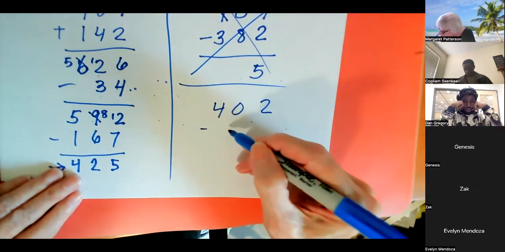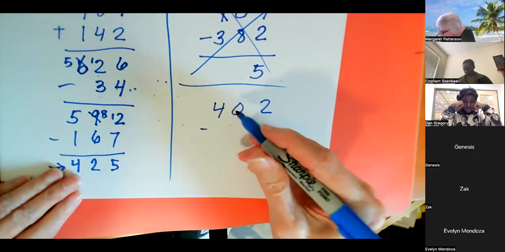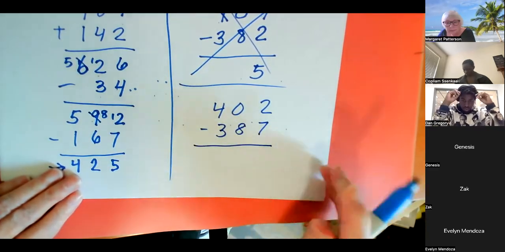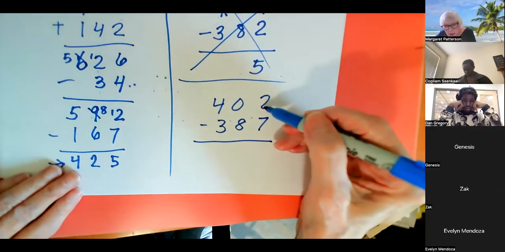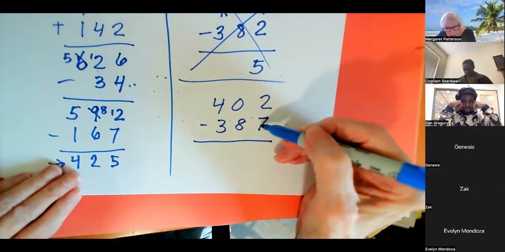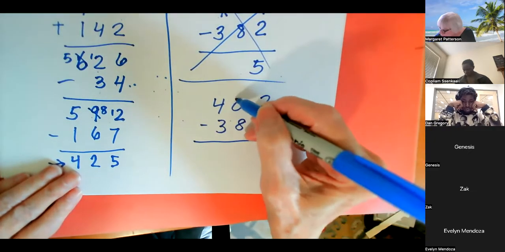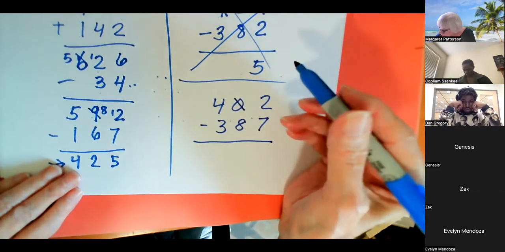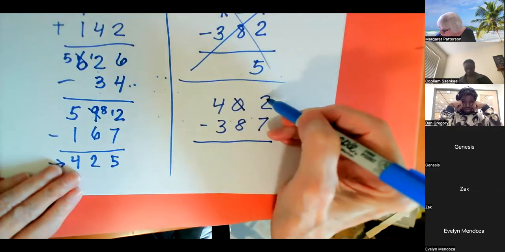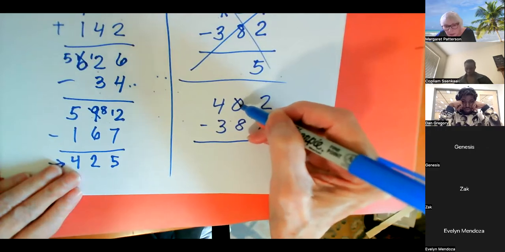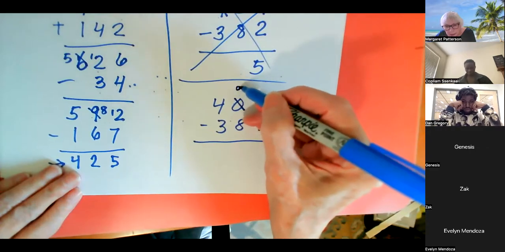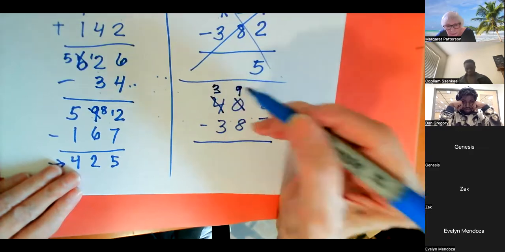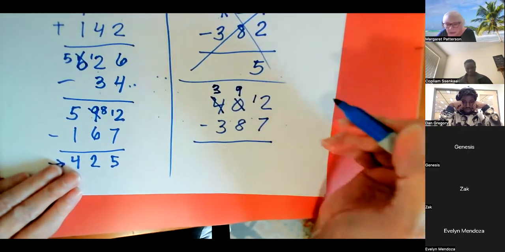402 minus 387, is that what you want? Yes, like that. Okay, so you were stuck right at the very beginning. You try to borrow from this, so you think of this as a 10, and so it's really a 9, but you had to borrow again here. Oh, okay. I see.